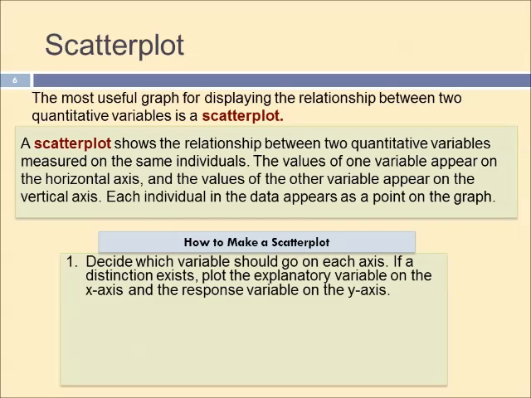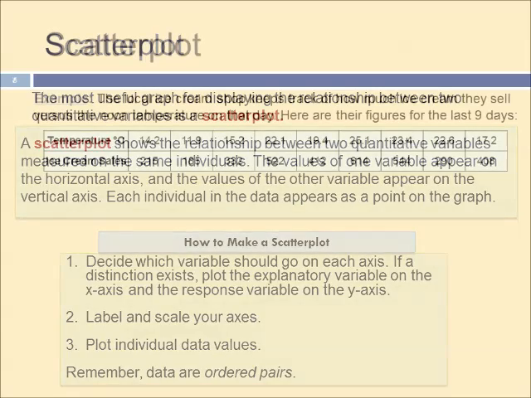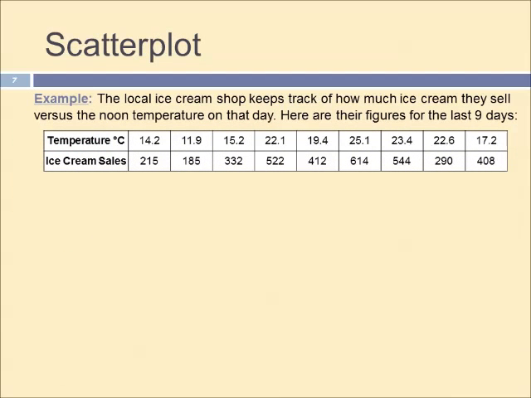So, to make a scatter plot, we decide which variable should go on each axis. If a distinction exists, then we plot the explanatory variable on the x-axis and the response variable on the y-axis. Always label and scale the axes, and then plot the individual data values. Remember, data come in ordered pairs. For example, the local ice cream shop keeps track of how much ice cream they sell versus the noon temperature on that day. Here are the figures for the last 9 days.